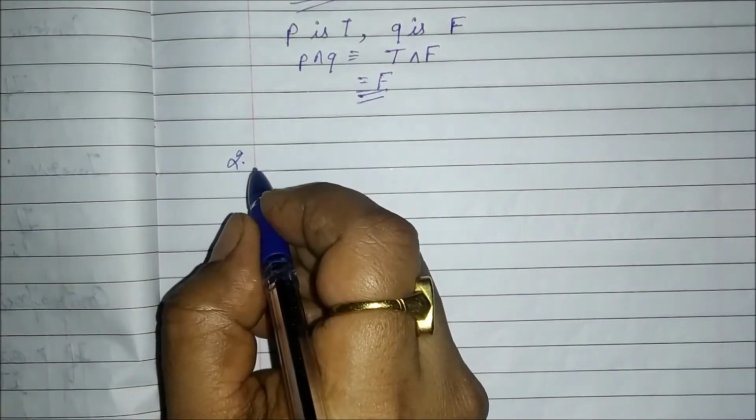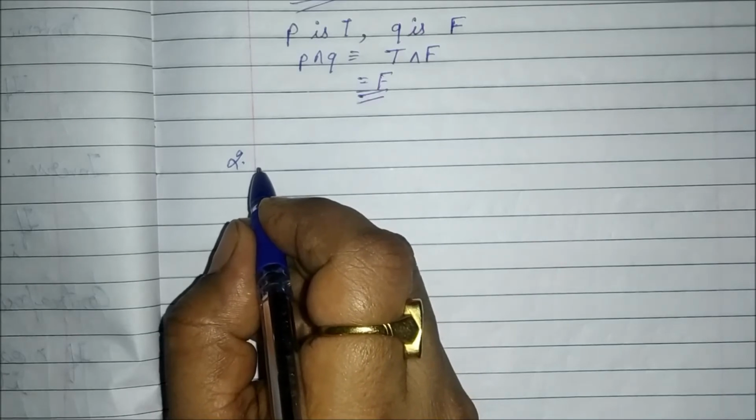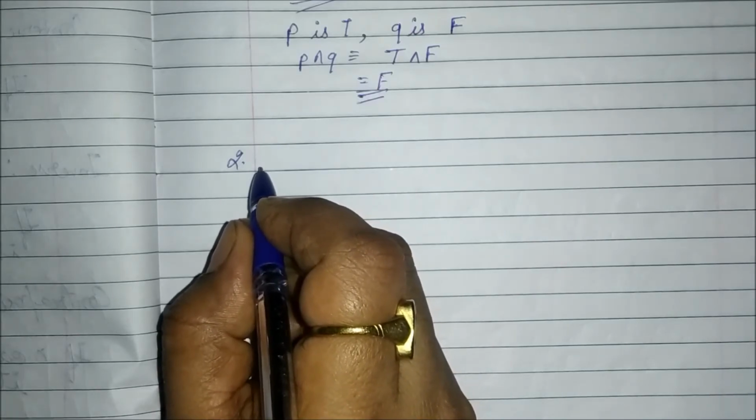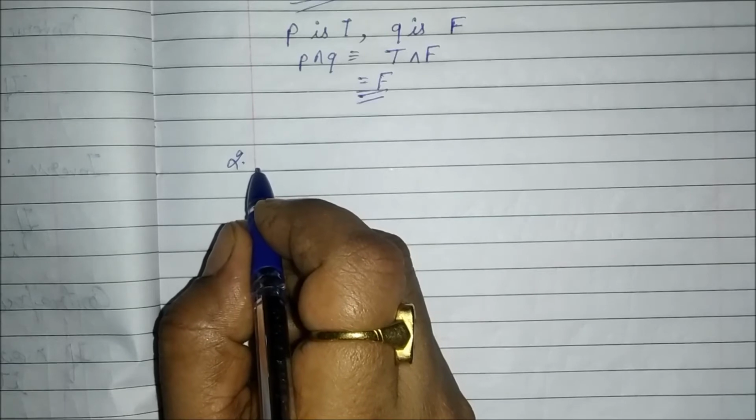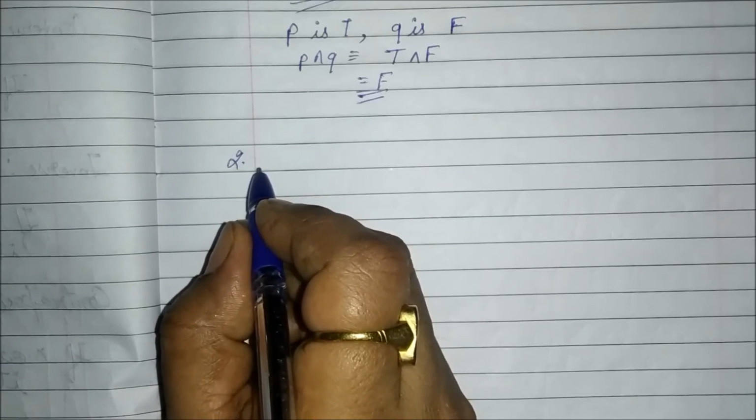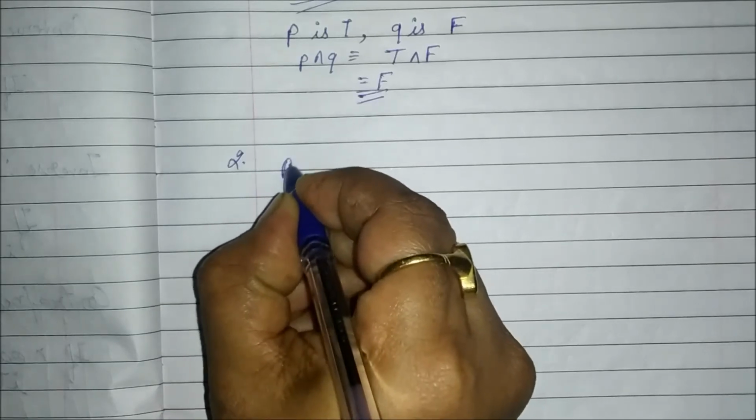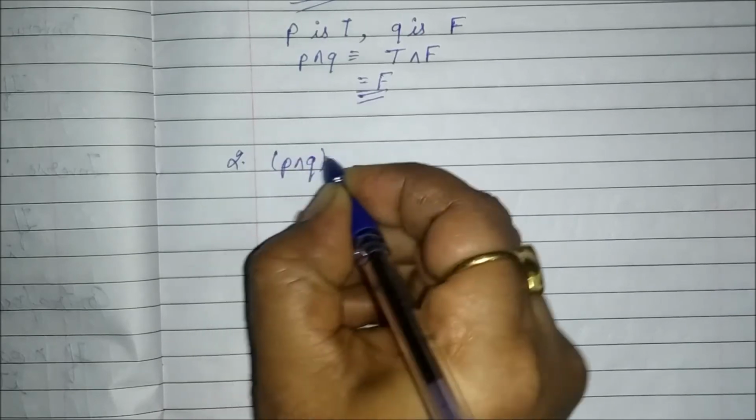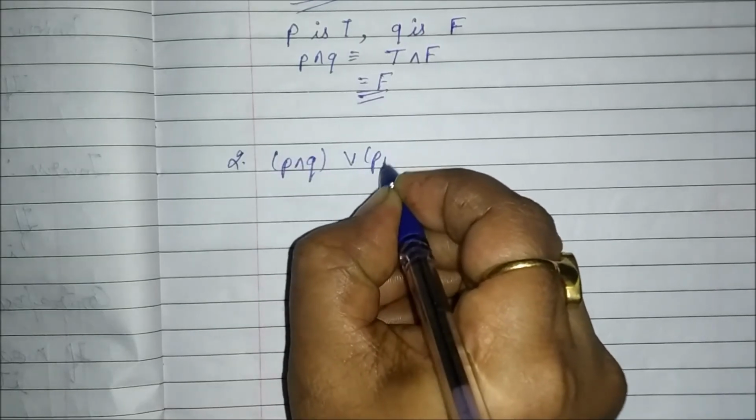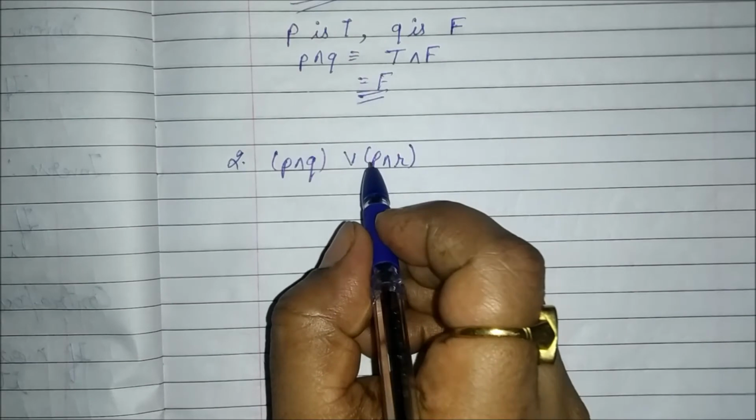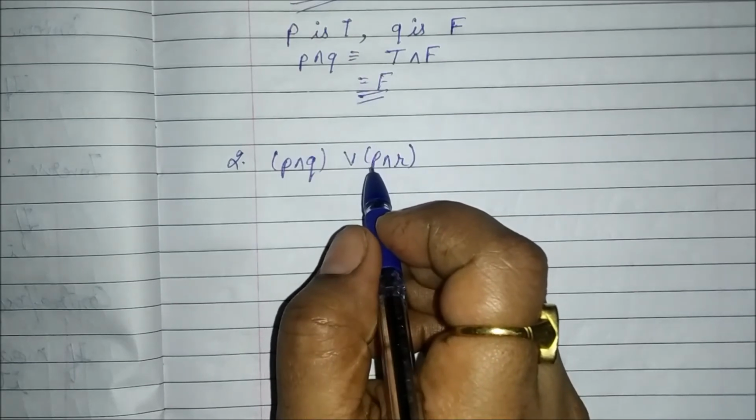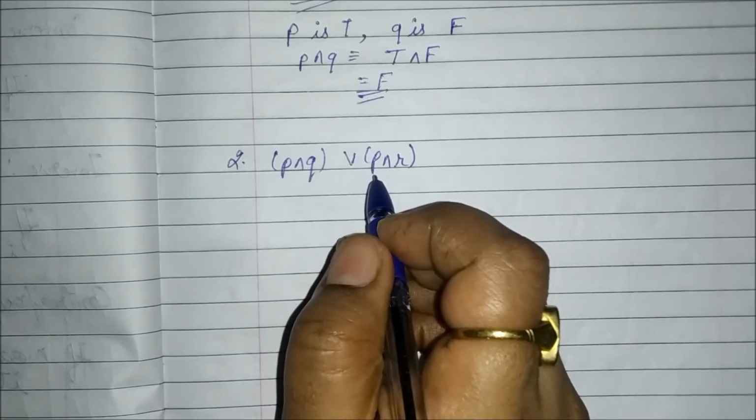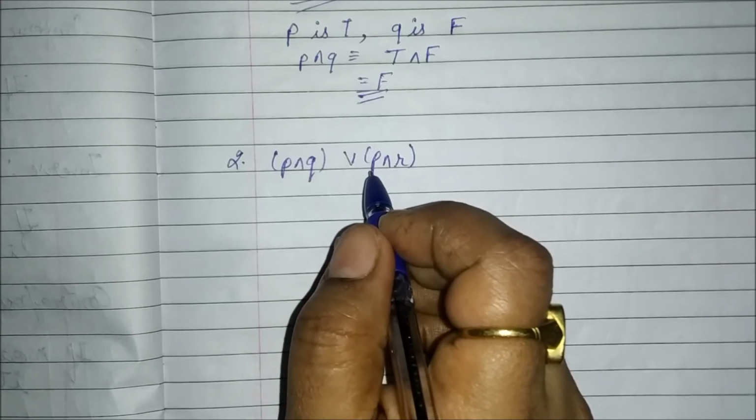Second question is, using truth table, examine whether the statement pattern is a tautology, contradiction or contingency. The pattern is P and Q or P and R. We have to check whether it is tautology, contradiction or a contingency. So first we make the table.